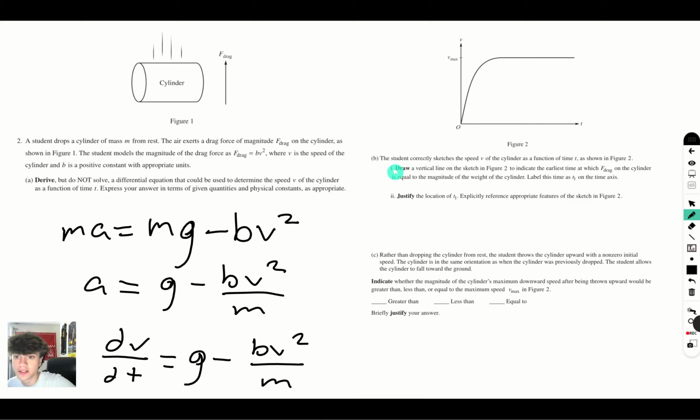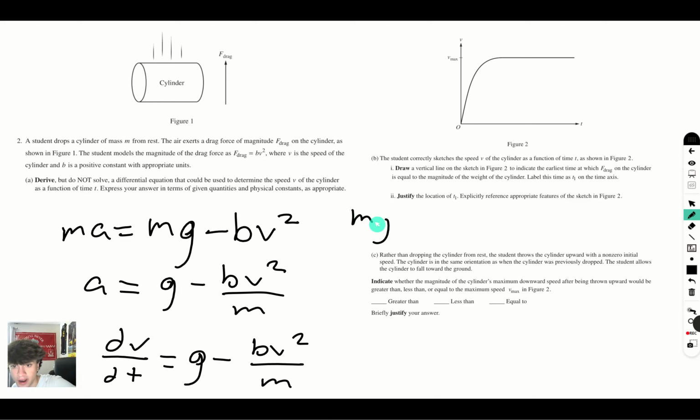The student correctly sketches the speed v of the cylinder as a function of time t as shown below. Draw a vertical line on the sketch in figure 2 to indicate the earliest time at which Fdrag on the cylinder is equal to the magnitude of the weight of the cylinder. Label this time as t1. So guys, it's saying that at a certain point our bv squared is equal to our mg.